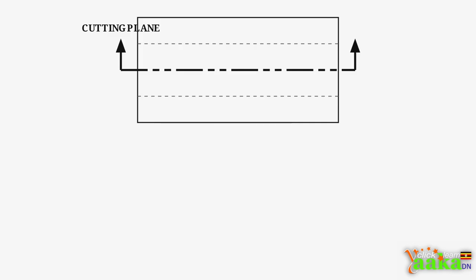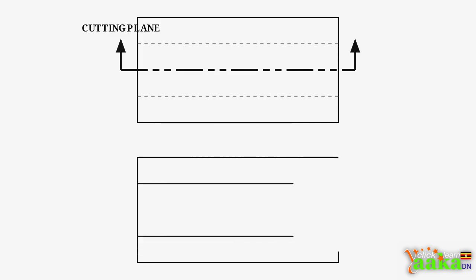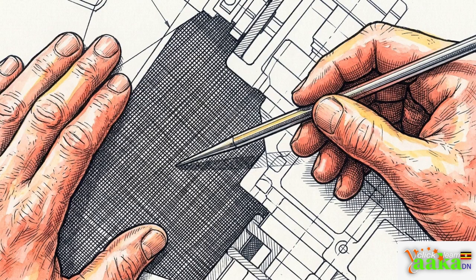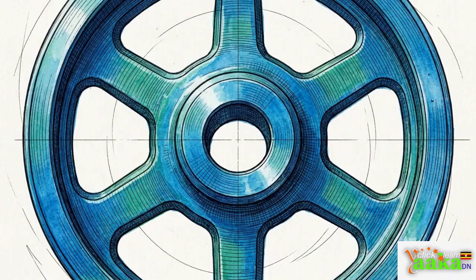Next, we map the areas where the imaginary knife sliced through solid material. We do this using hatching. These are thin, evenly spaced diagonal lines drawn at a 45-degree angle. Notice that the hollow center remains completely blank. Hatching operates as a formal language in engineering drafting, giving technicians an immediate visual cue to differentiate solid mass from empty space.